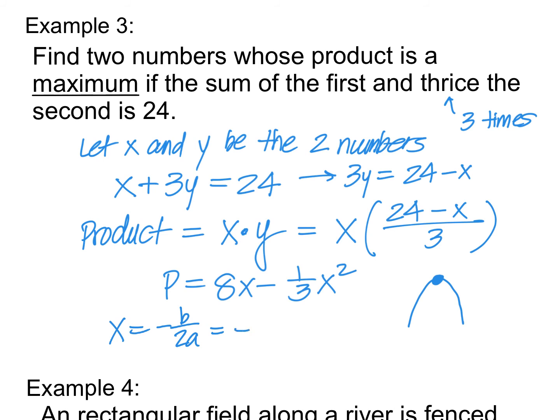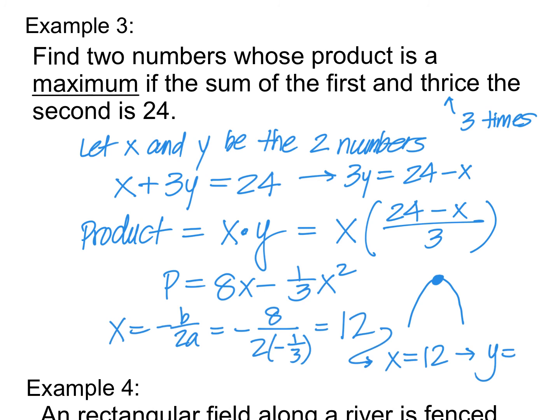In this problem, the b value is 8, and the a value is negative 1/3. You have to be really careful. The a value is negative 1/3. So then here we have 2 negatives, and so that becomes positive 12. Now, if x is positive 12, so here we have x is equal to positive 12, then we can use the formula that we have up here to solve for y. So put in positive 12 for x.